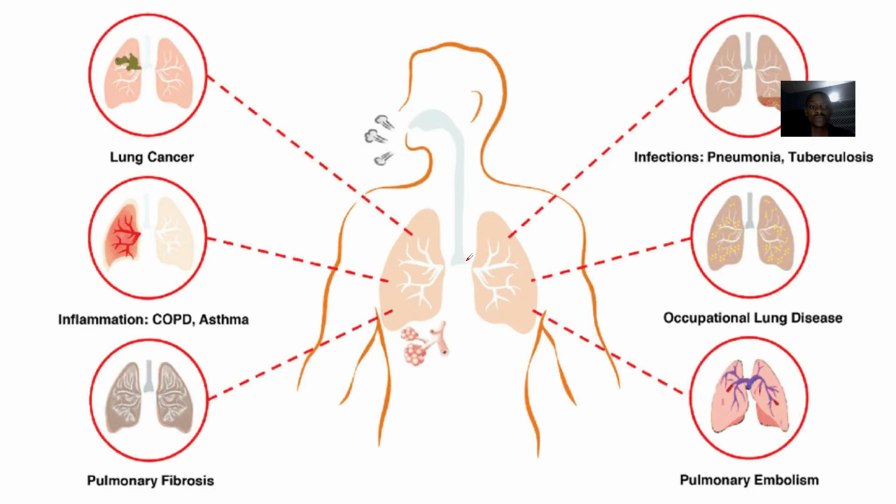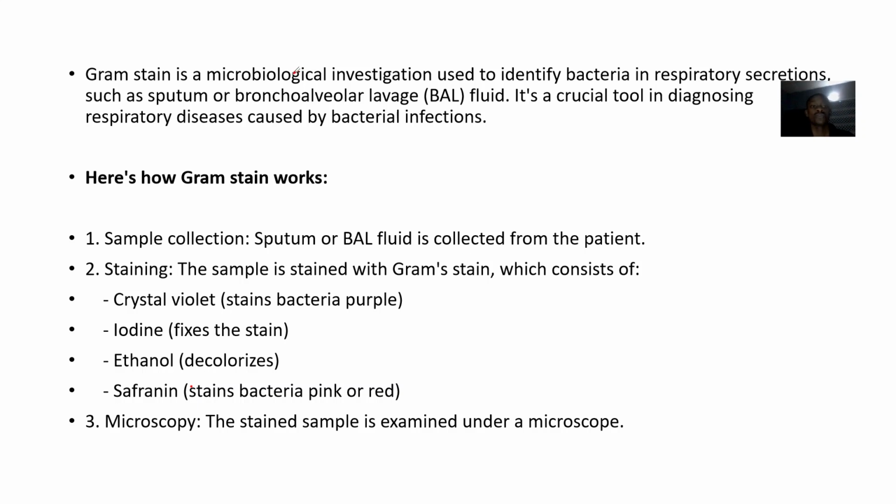Okay. So these are different types of respiratory system disease that we have: pneumonia, tuberculosis, occupational lung disease, pulmonary embolism, pulmonary fibrosis, different types. Okay. So this gram stain is a microbiological investigation which is used to identify bacteria in respiratory secretions. Okay. Such as what? Sputum or bronchoalveolar lavage fluid.